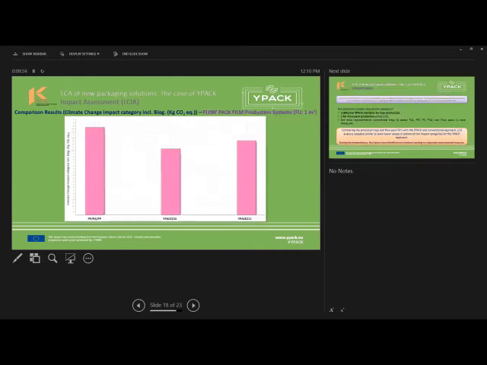And the next figure describes the impact in the climate change impact category, including biogenics, for the films. Here we can see even better results. Our new films, YPACK 2010 and 2011, have lower values than the PP.